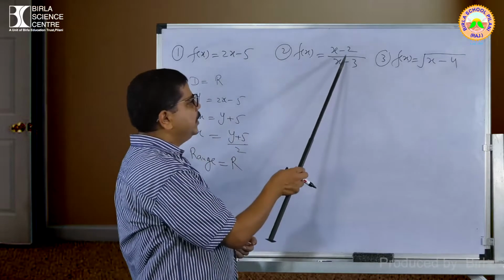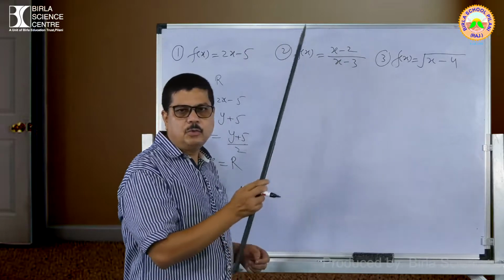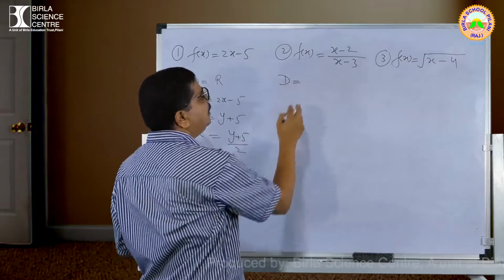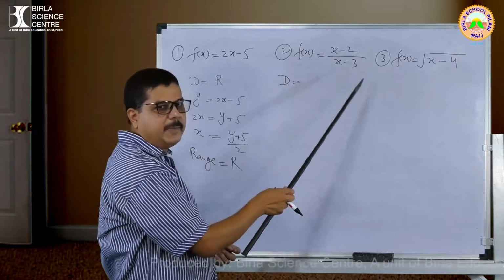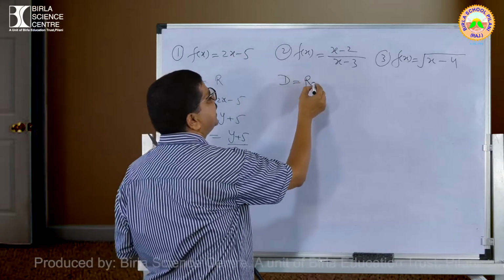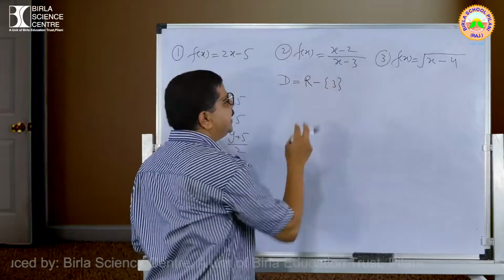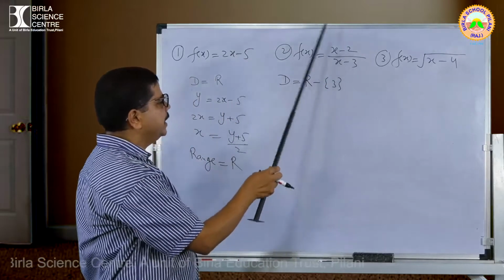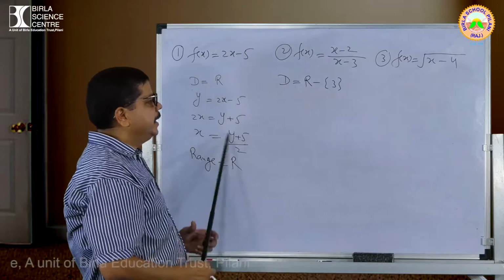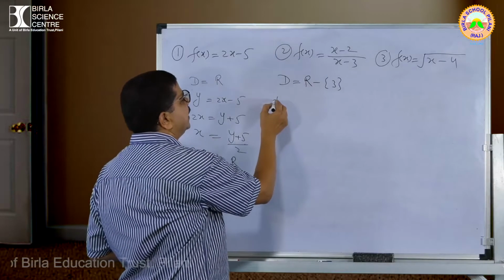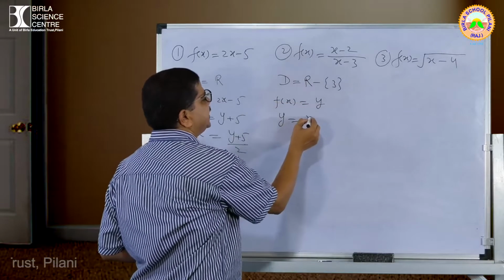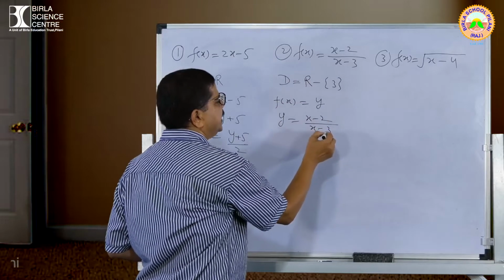Now coming to the next problem, f(x) equal to x minus 2 upon x minus 3. Domain is all values of x for which the function is well defined. Here we see that the function is well defined except at x equal to 3. At x equal to 3 we get 0 in the denominator. So its domain is all real numbers except 3. And to find the range, again let f(x) equal y. So y is x minus 2 upon x minus 3.